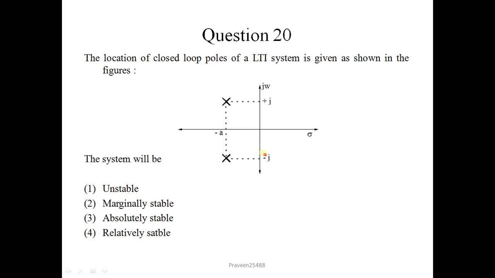Next question is question number 20. The location of closed loop poles of an LTI system is given as shown in figure. So in this figure, there are two conjugate poles which indicates the system is unstable. The system will be unstable.